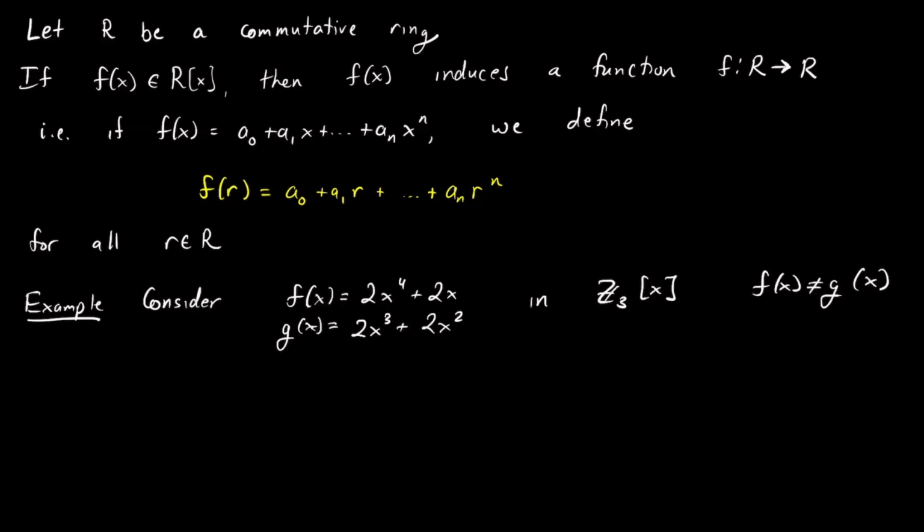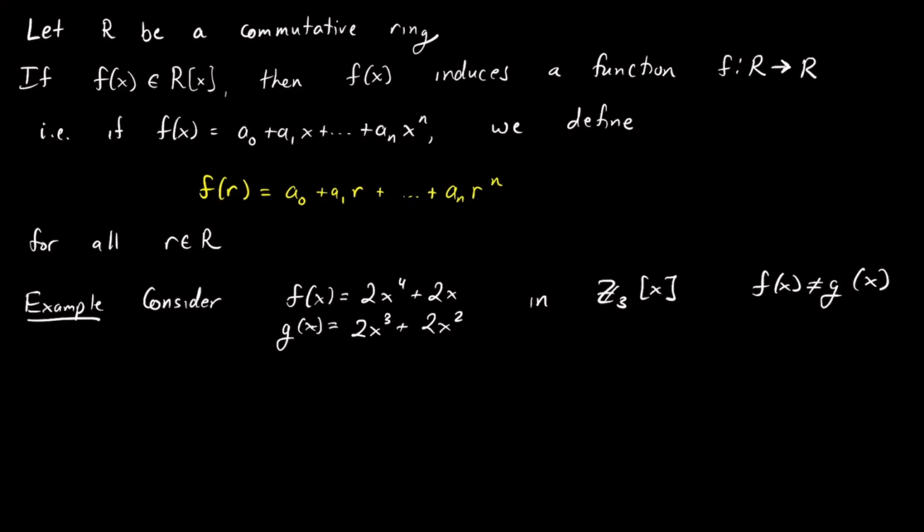So let's look at one more example. So I'm going to consider the polynomial f(x) = 2x^4 + 2x, and g(x) = 2x^3 + 2x^2, both in Z3[x]. And the first thing I'll point out is that these two polynomials are different polynomials, right? These two are completely different polynomials. They don't even have the same degree, right? f(x) has degree 4, g(x) has degree 3.